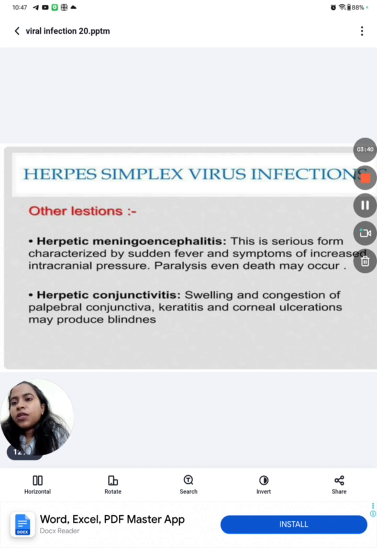Other lesions: herpetic meningoencephalitis and conjunctivitis. Meningoencephalitis is a serious form characterized by sudden fever and symptoms of increased intracranial pressure. Paralysis will be there. Conjunctivitis is a swelling and congestion of the palpebral conjunctiva, with keratitis and corneal ulceration, and may produce blindness.